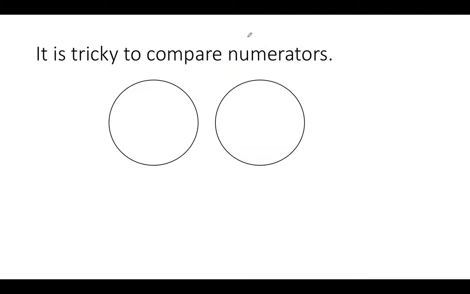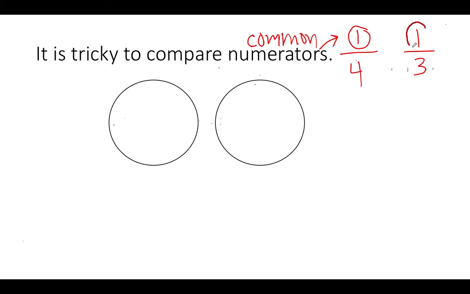But it's tricky to compare when we have common numerators. So an example of that would be 1/4 and 1/3. In this example, the numerators are the same. The top is the same. And so they aren't the same size because the size was in the bottom. They're the same number, like the same amount of pieces. Here I have 1 piece and here I have 1 piece. What's different is the size.